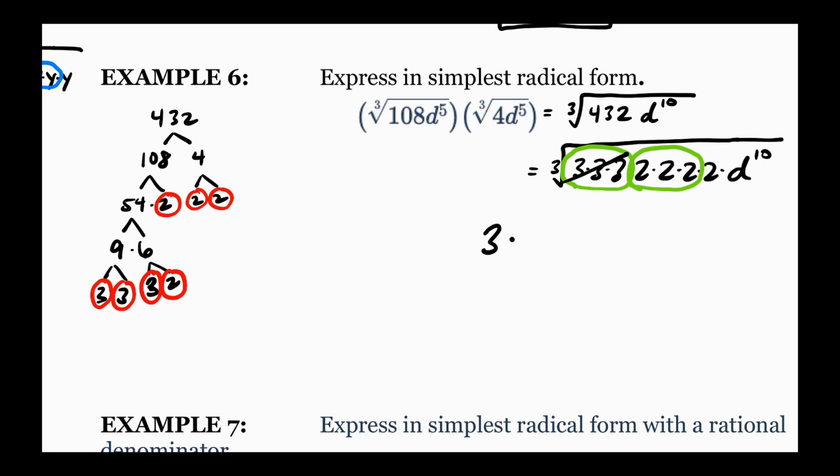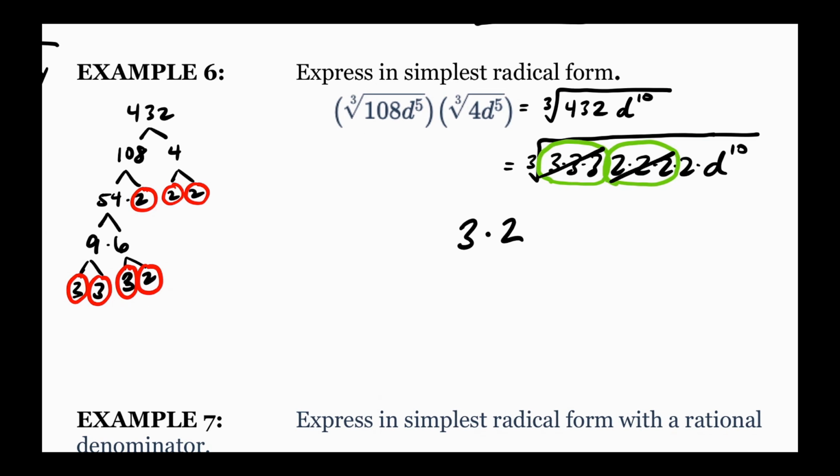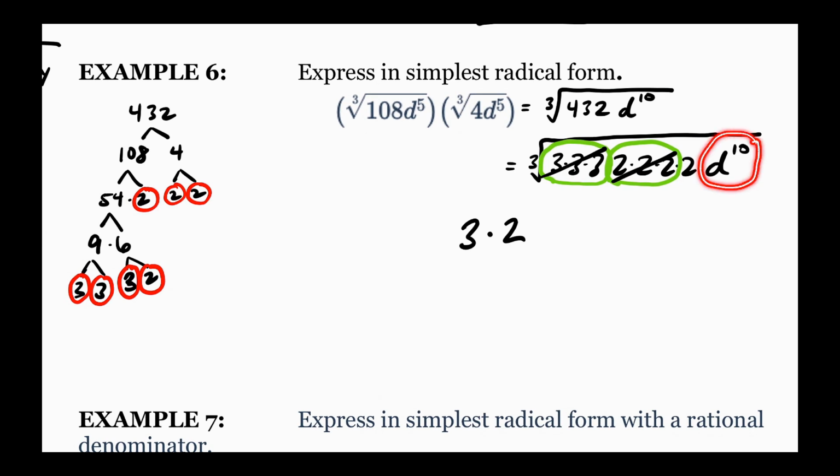2 times 2 times 2, I've got triple 2s. That's 8. That's on my list. The cube root of 8 is 2. I have another 2 in there that can't come out because it doesn't have a triple. How many triples am I going to have with D to the 10th? 3 triples, and there's going to be one that has to stay, right? So I have 2, and then that's just going to be a D.